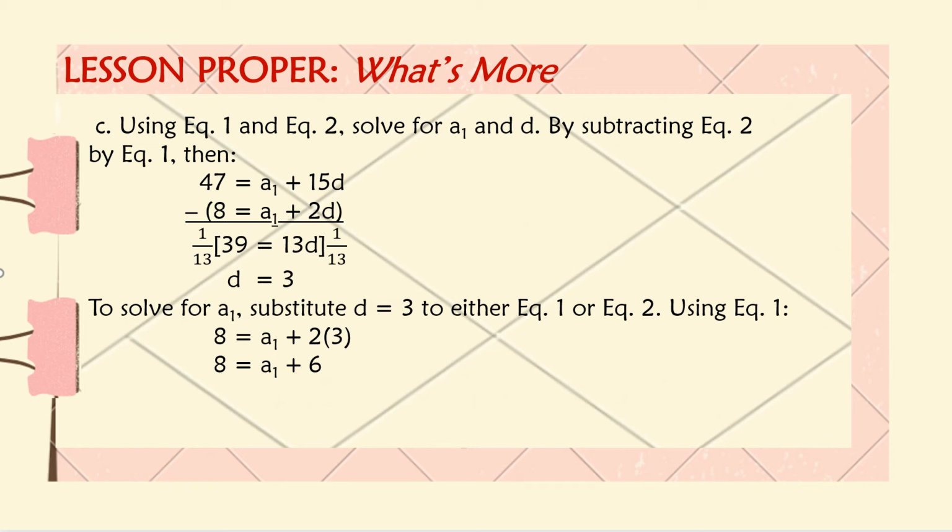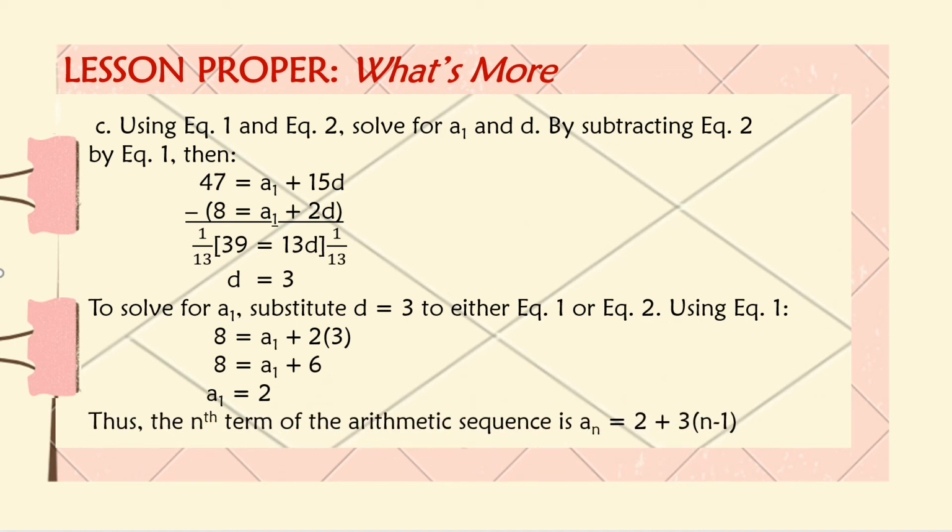So we have 2 times 3 is 6. So we have 8 is equal to A sub 1 plus 6. Then additive inverse of positive 6 is negative 6. So we will subtract both sides, or we will add negative 6 to both sides. So we have 8 plus negative 6, so that is 2. Then positive 6 plus negative 6, so that is A sub 1 na lang ang matitira.